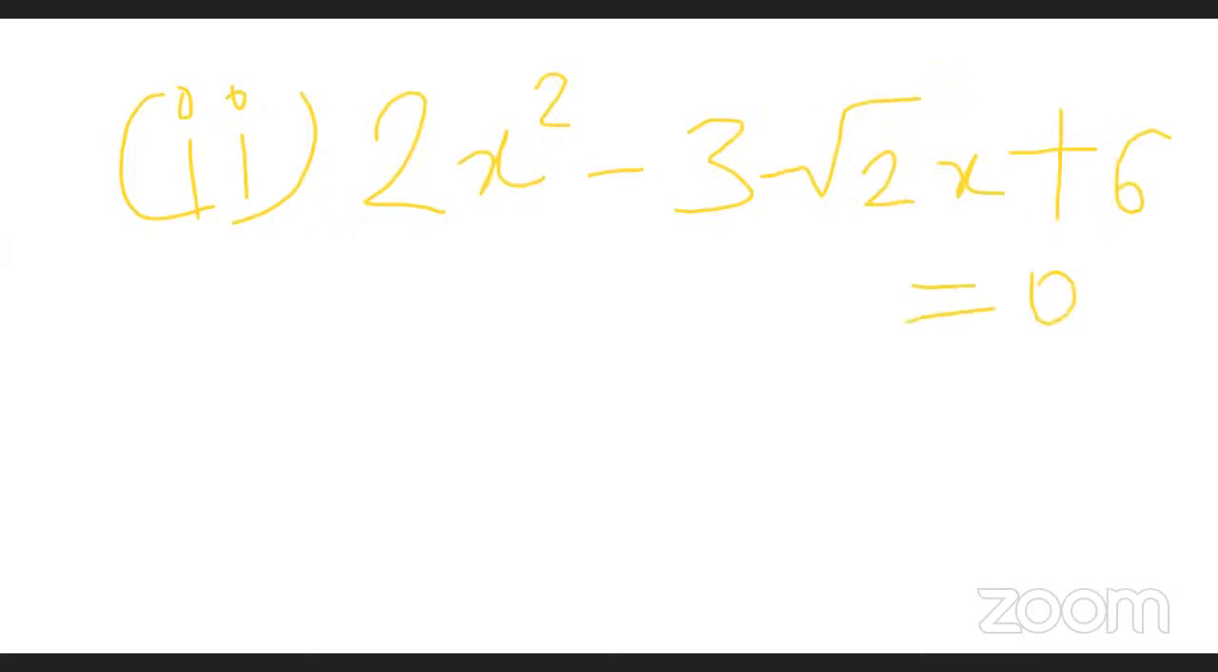The next question is 2x square minus 3 under root 2x plus 6 equals to 0. Now we have to check if it is a quadratic equation or not. By comparing with the standard form of quadratic equation, we can say this also satisfies the standard form. It follows that. So we can say this equation is also a quadratic equation. Now moving on to the next question.